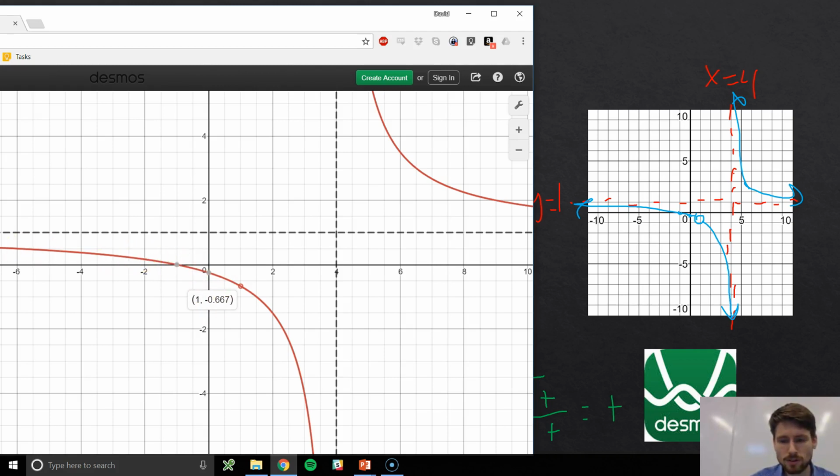correctly. It's going towards that horizontal asymptote at y equals 1. This is y equals 1. It's got that vertical asymptote at x equals 4, and it's going to negative infinity on the left and positive infinity on the right. And there we go. So we got that one graphed pretty nicely.